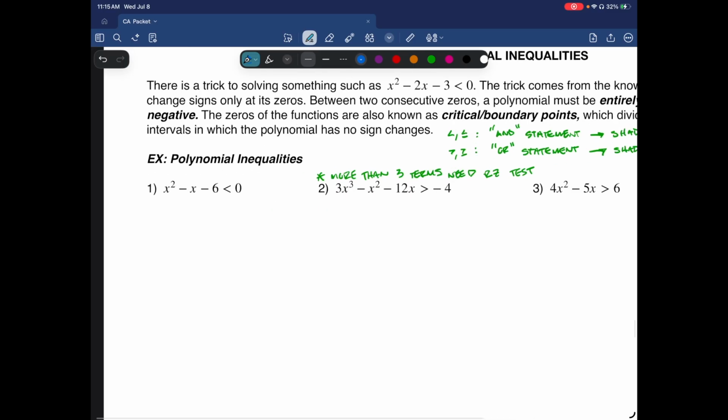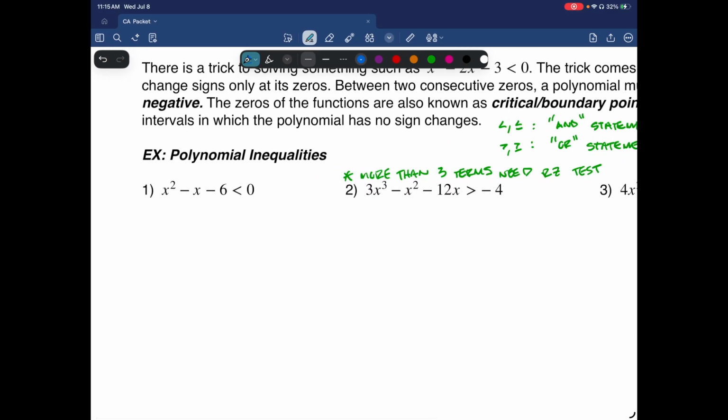On number 1, we have our basic quadratic function, so we're just going to try to factor this. So we need two numbers that multiply to give -6 and add to give -1. And so it's going to be minus 3 and plus 2. I set each of these equal to 0 so that I know my critical points. I get x equals -2 and positive 3 for my critical points.